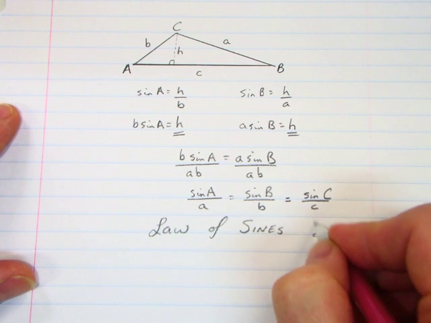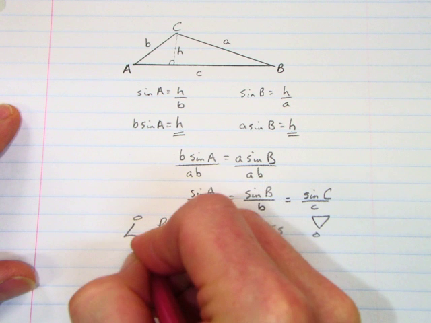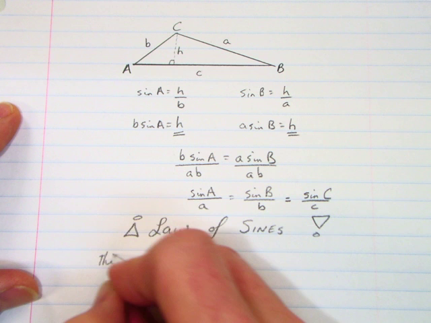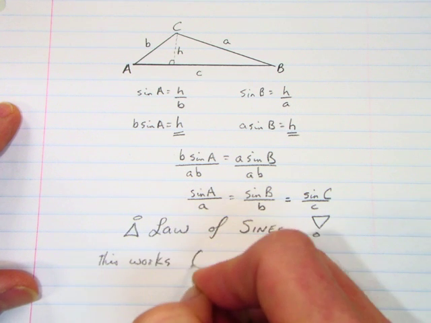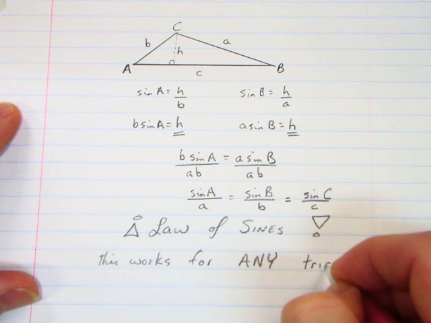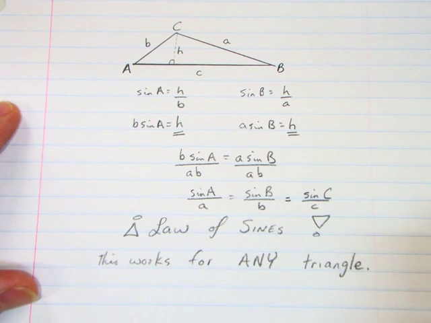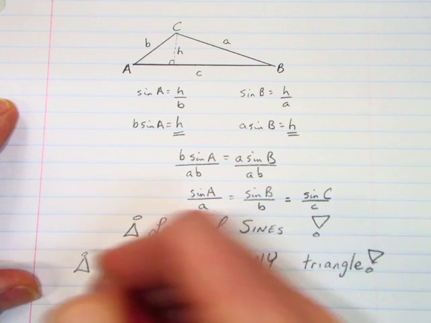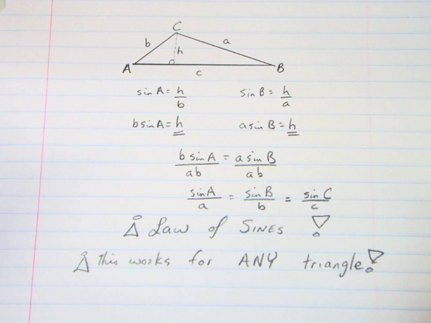What is so nice about this law is the fact that this works for any triangle. When we dealt with SOHCAHTOA, it only works for right triangles. But now we have this law. It says it doesn't matter what type of triangle it is. This law will work. And that is the law of sines.